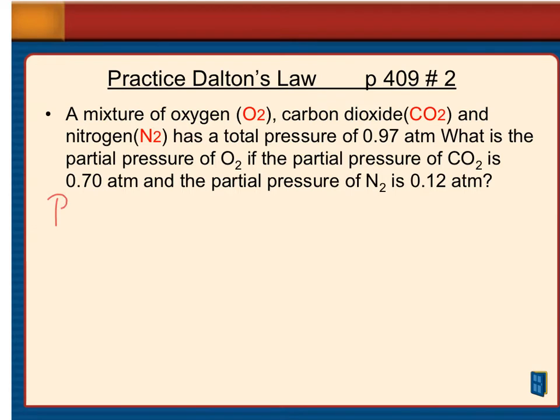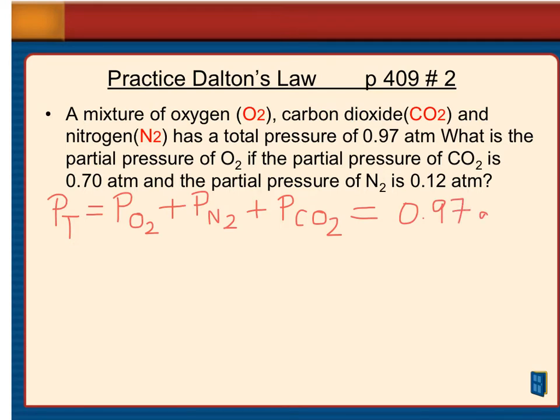This is a problem involving Dalton's law. We have a mixture of oxygen, carbon dioxide, and nitrogen, which has a total pressure of 0.97 atmospheres. The question asks, what is the partial pressure of oxygen if the partial pressure of CO2 is 0.70 atmospheres and the partial pressure of N2 is 0.12 atmospheres? We know that the total pressure is equal to the sum of the partial pressures of each gas, which is equal to 0.97 atmospheres.